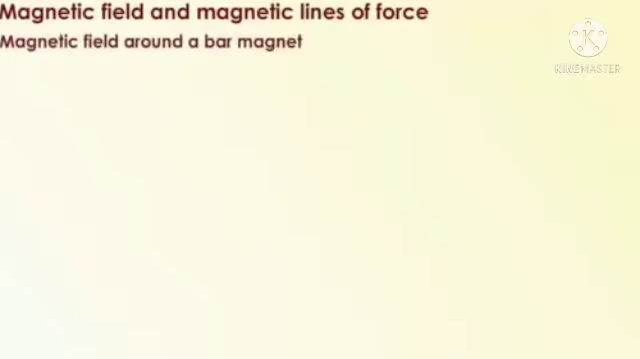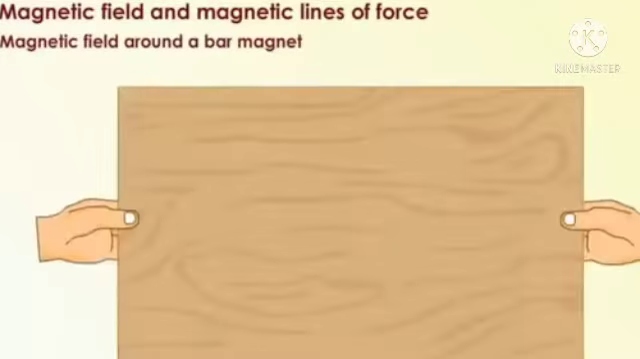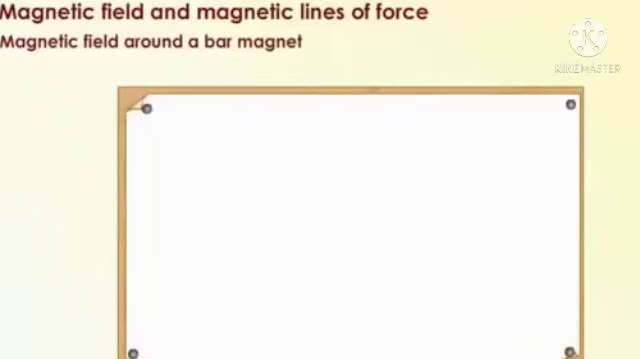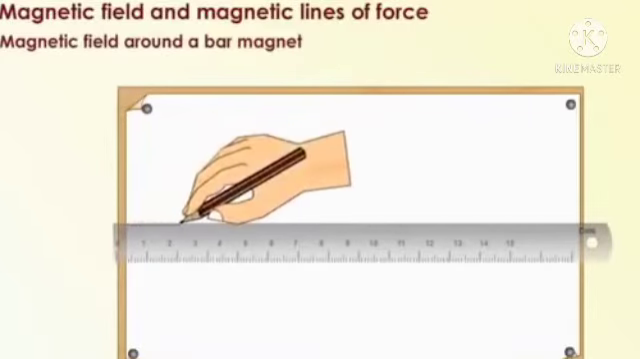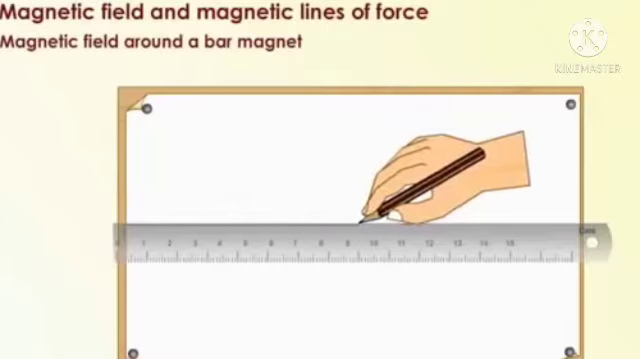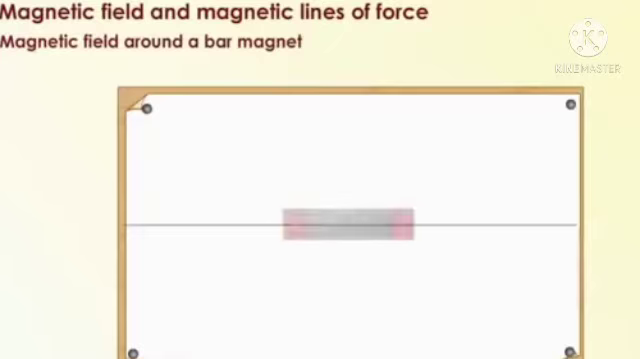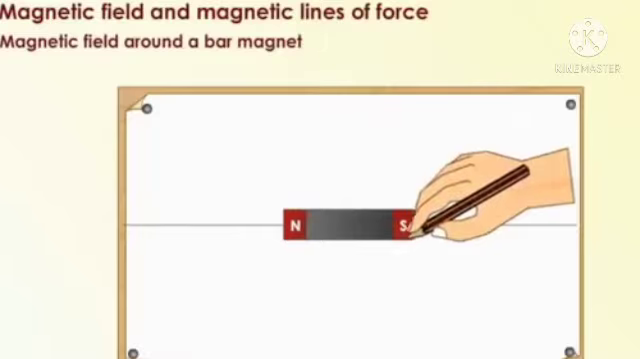Magnetic field around a bar magnet. We know the bar magnet. Let us study the magnetic field around a bar magnet by doing the following activity. Take a drawing board and fix over it a white paper sheet. In the middle of the paper, draw a straight line along the length of the paper. Place the bar magnet along the line and draw its boundary.